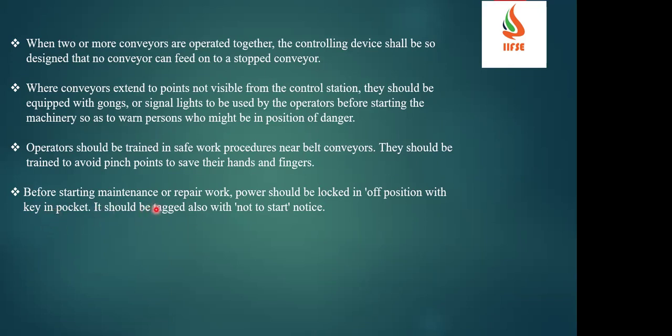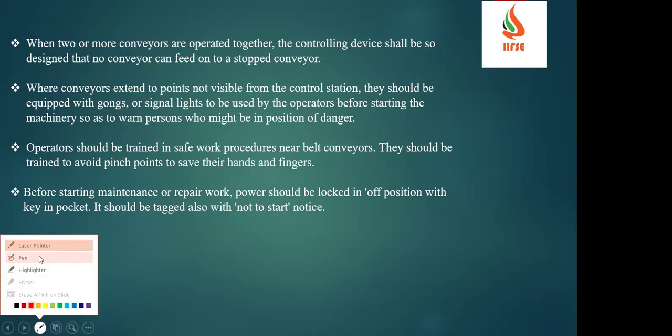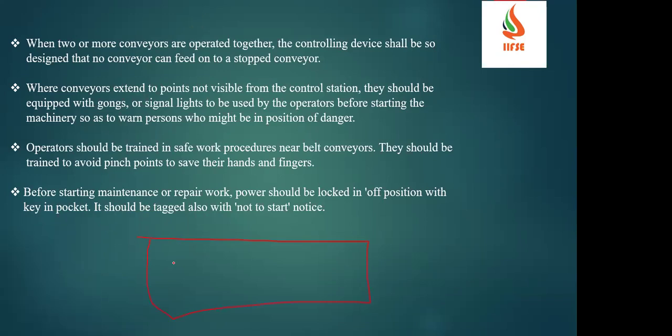Before starting maintenance or repair work, the power should be locked in the off position with the key in a pocket, and it should be tagged also with a do-not-start notice. Whenever a maintenance activity happens, generally for all kinds of maintenance activities, they put a board stating that it is under maintenance and do not start. We put a lockout-tagout tag stating that it is not supposed to be started.